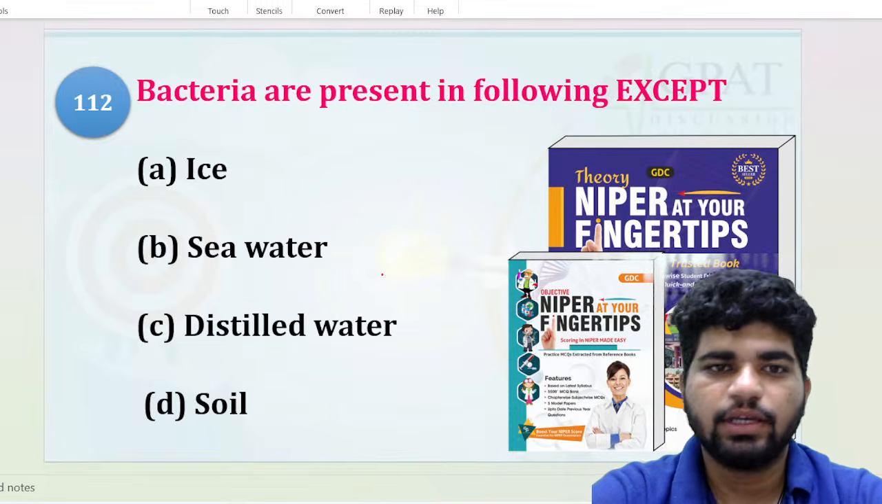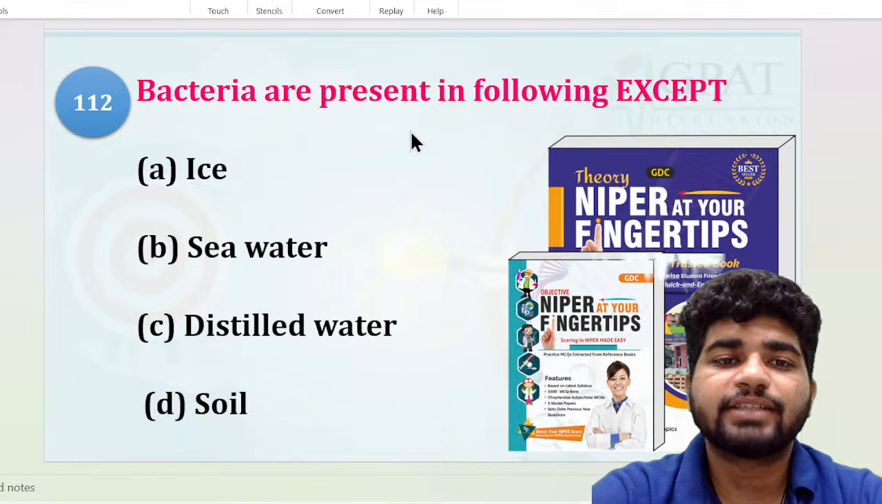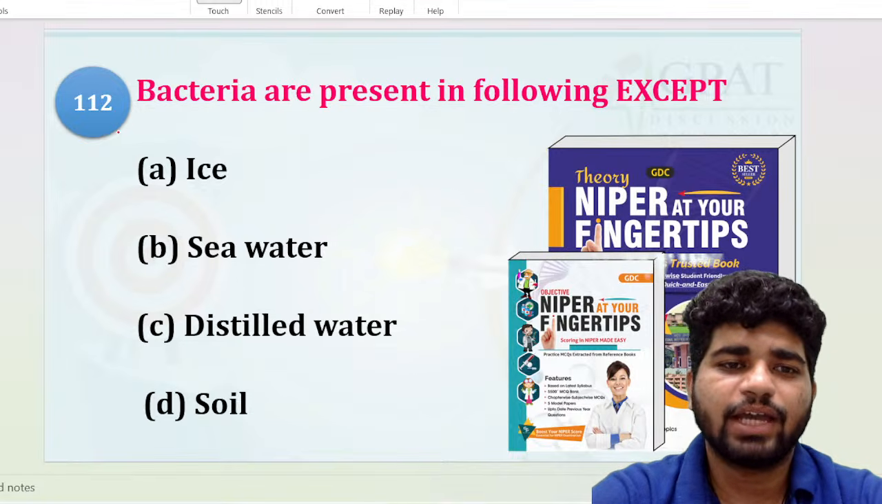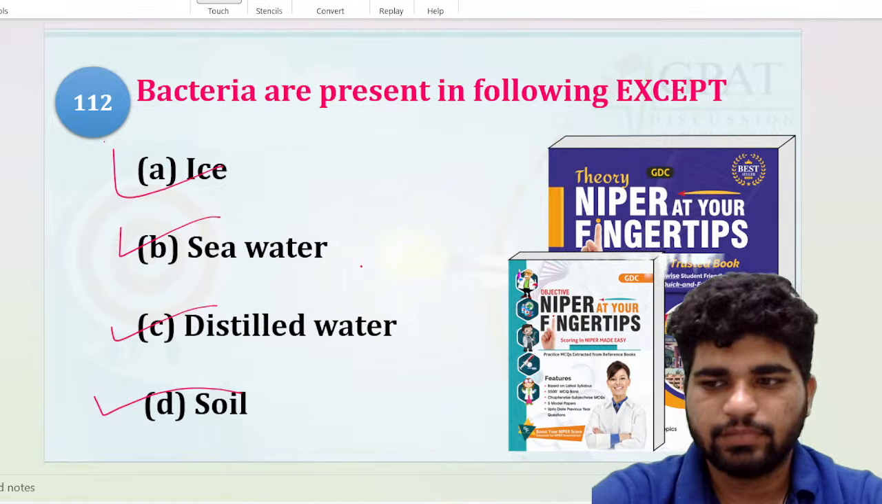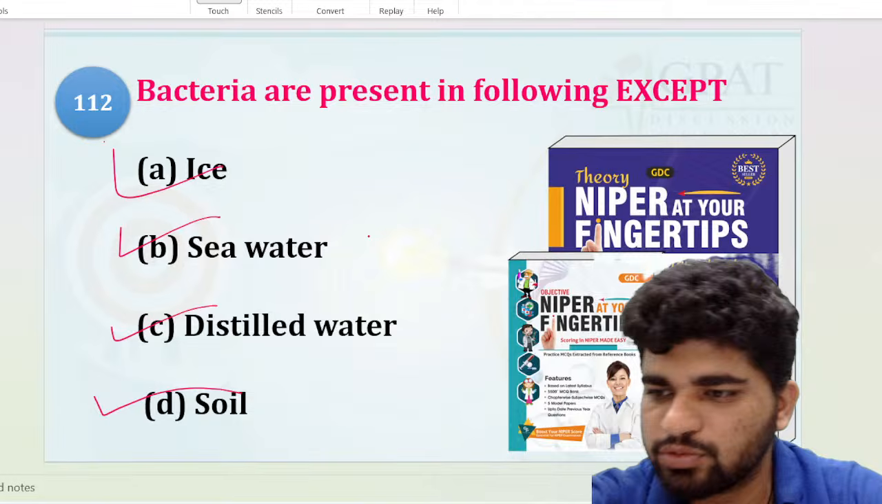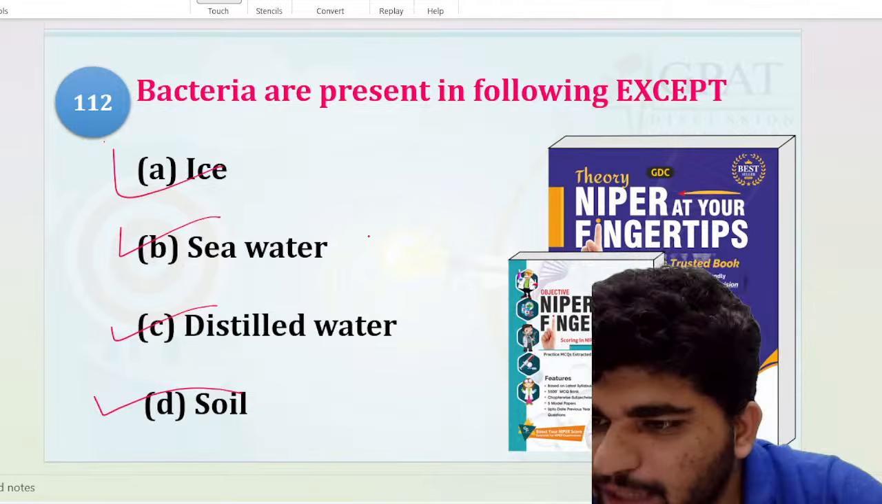Very nice. Now, bacteria are present in the following except: ice, seawater, distilled water, or soil. Two wrong, one skip. Okay, Magesh. Sir, I'm a second year student. Present, I'm in fourth semester.